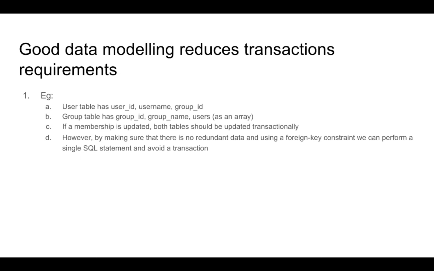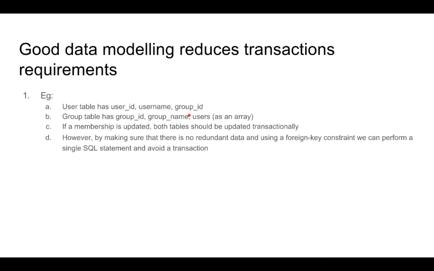A lot of the times, modeling our data well, and especially normalizing our data models, can reduce the requirements for having transactions. Let's say, for example, we have a simple user and groups kind of modeling. So we have a user table and a groups table. Inside the user table, we store the user ID, the username, and the group that the user belongs to. Right? And in the group table, let's say that we store the group ID, the group name, and an array of users, say as a JSON column.